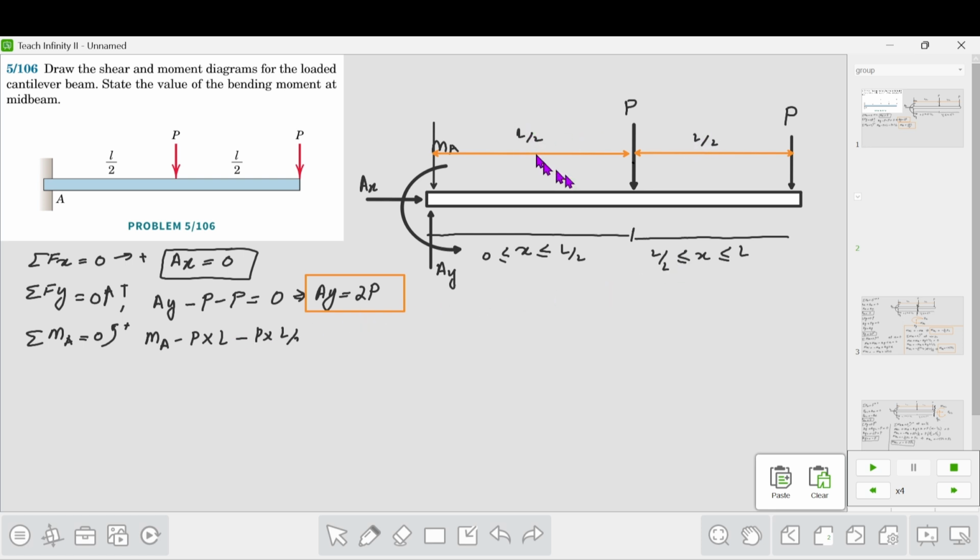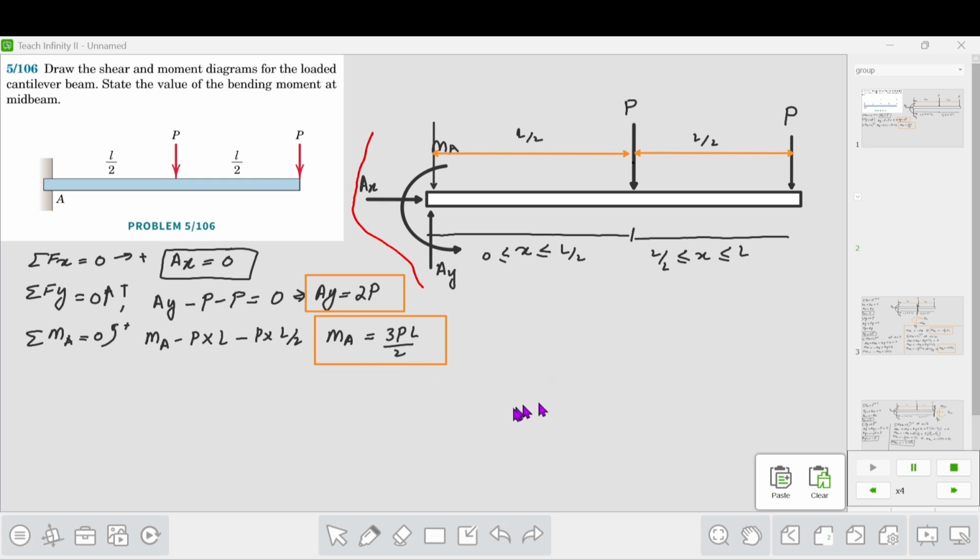This whole length is L, its lever arm, and negative this P multiplied by this lever arm L divided by 2. Okay, so MA will equal to this plus this, which is 3PL divided by 2. If I push it to the right side of the equality, it will be positive. So MA will equal 3PL divided by 2.